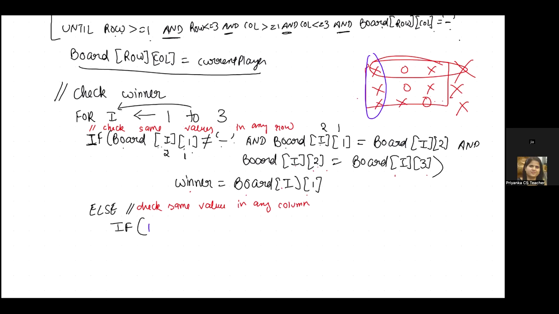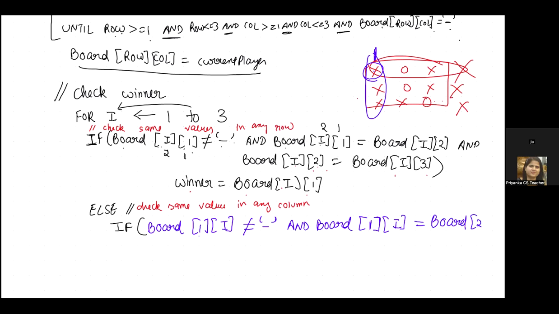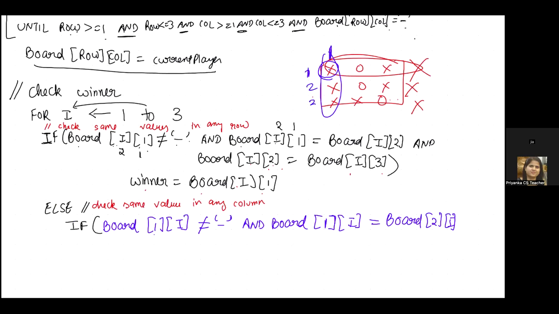If board of 1I is not equal to hyphen. So 1I means row is 1, and column is also 1 for now. And board of 1I is equal to board of 2I. So you can see every time I'm changing the row numbers. This is row 1, this is row 2, this is row 3. So I'm using 1 here, 1 here, 2 here. But in the second index, I'm using just I because I is constant.